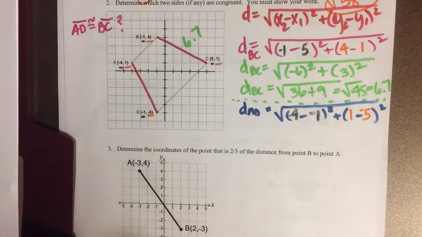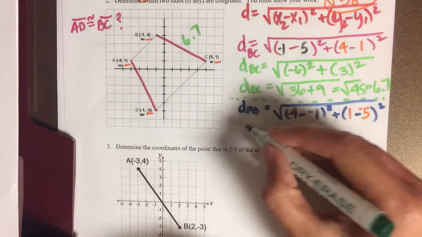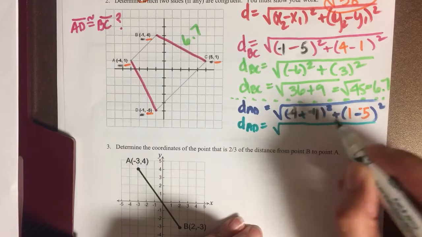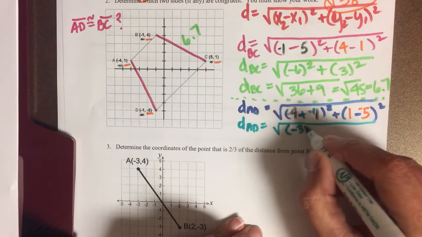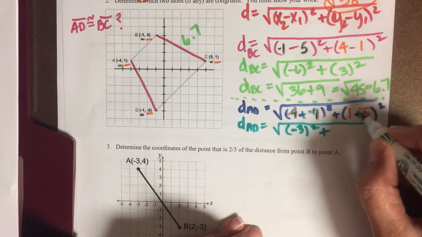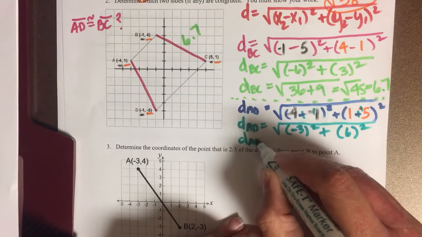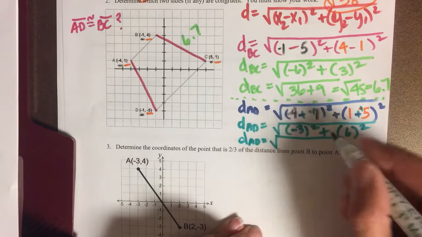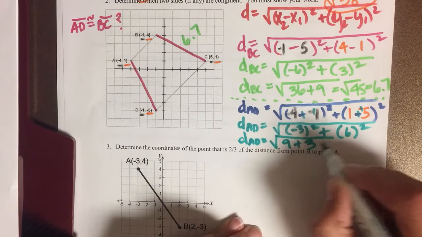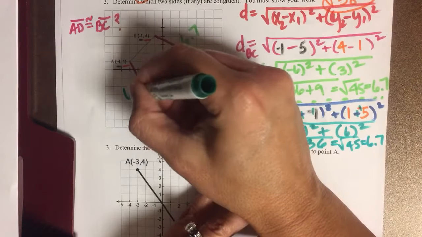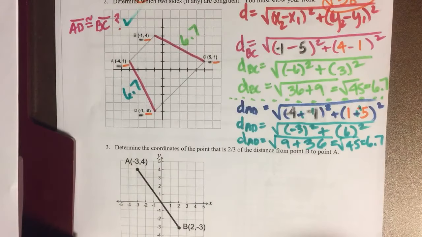So if I follow through with this, for AD, I've got the square root, I've got a double negative, becomes positive. -4 plus 1 is -3 squared. Plus, I got a double negative again, so 1 plus 5 is 6, 6 squared. So the distance from A to D is the square root of 9 plus 36, which equals the square root of 45, which is equal to 6.7. So the answer is yes, they are congruent. AD is congruent to BC.